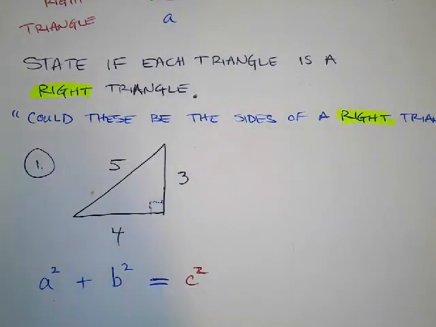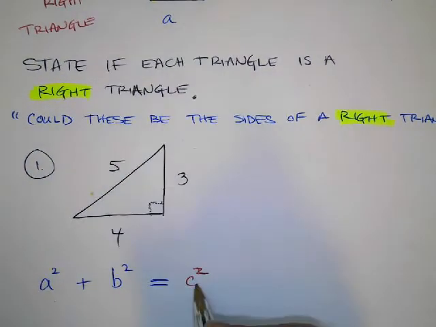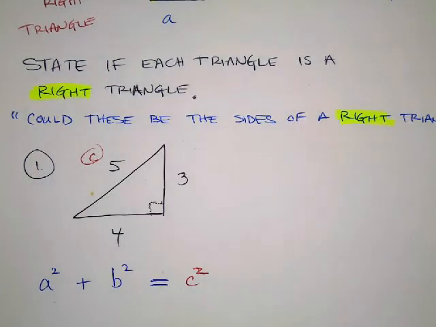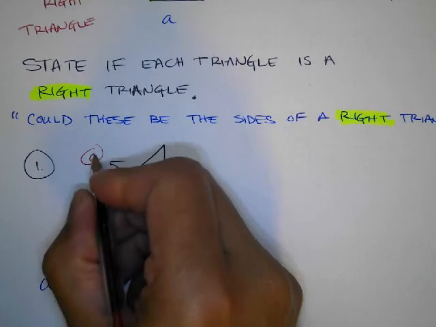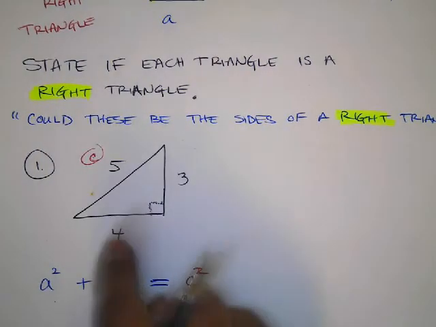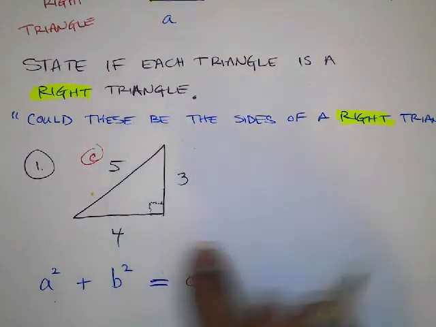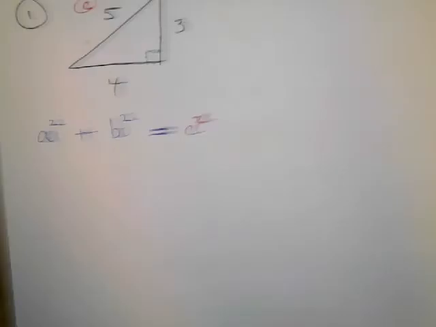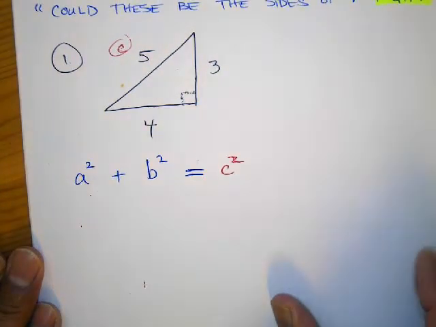So what did I do? How do I start? Label your sides. Remember, the most important one is this one. This diagonal side is your C. So actually, I'm only going to label that one because that's the most important one. I don't care which one is A or B here, but if you ever put this one C or this one C, you're never going to get this right.